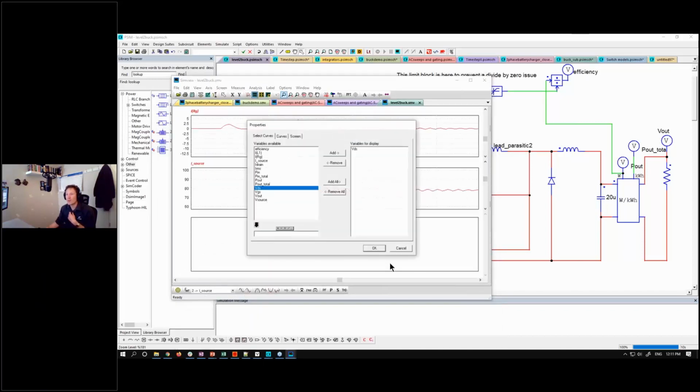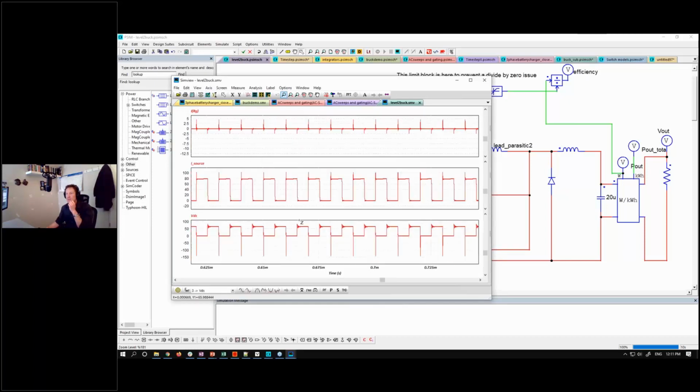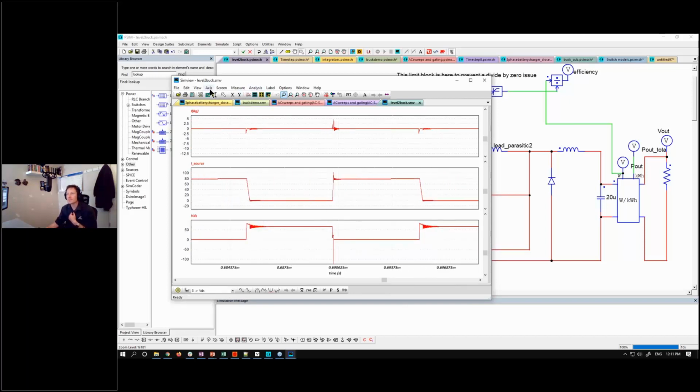We can look at the voltage across this FET as well. Let's zoom out a little bit, and we can see what's happening when we're at device operation.